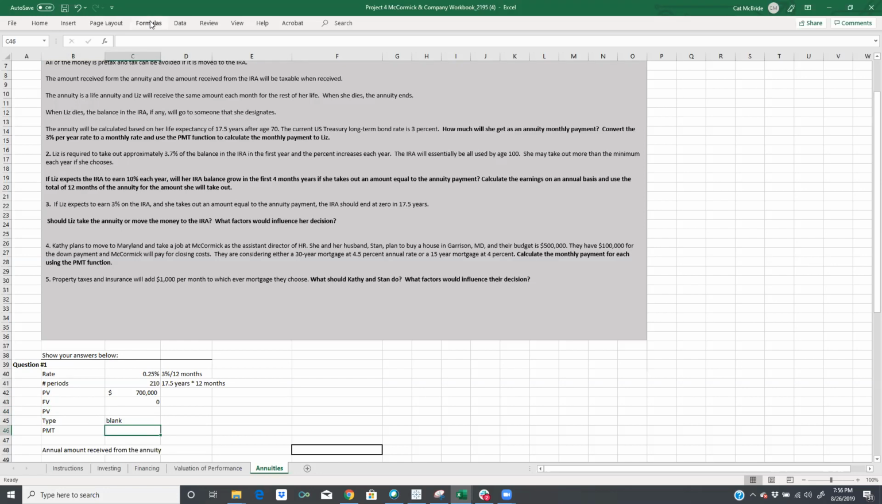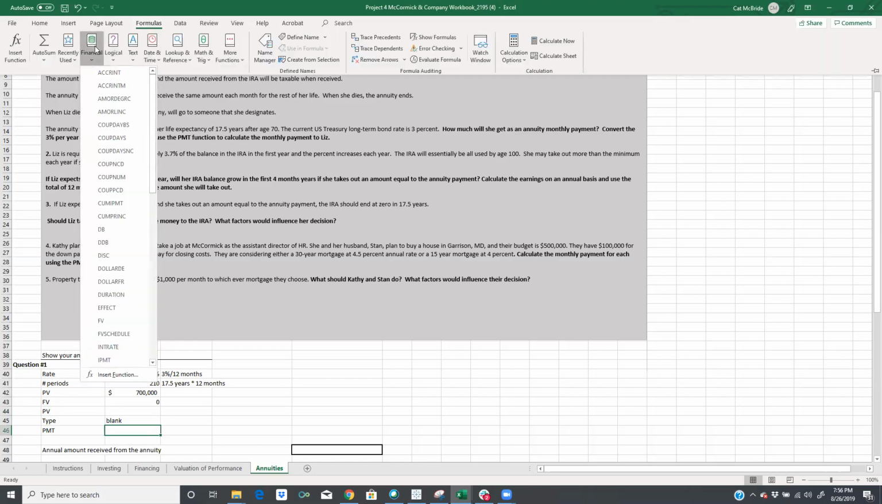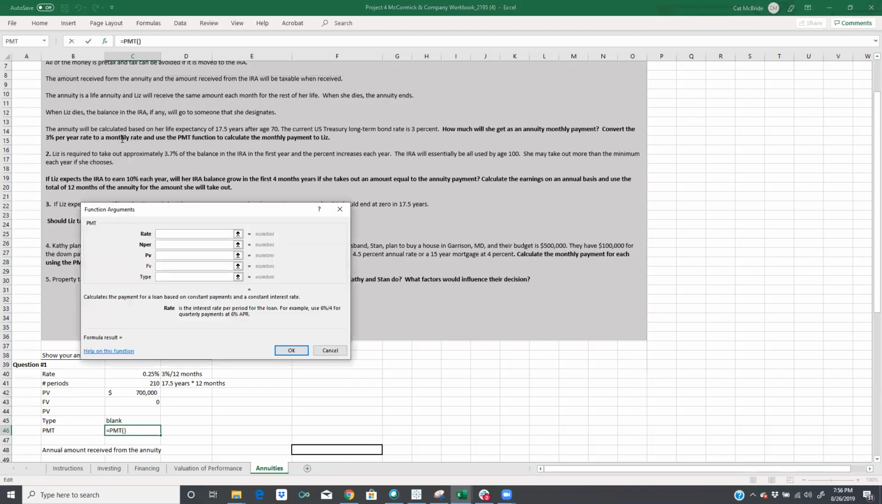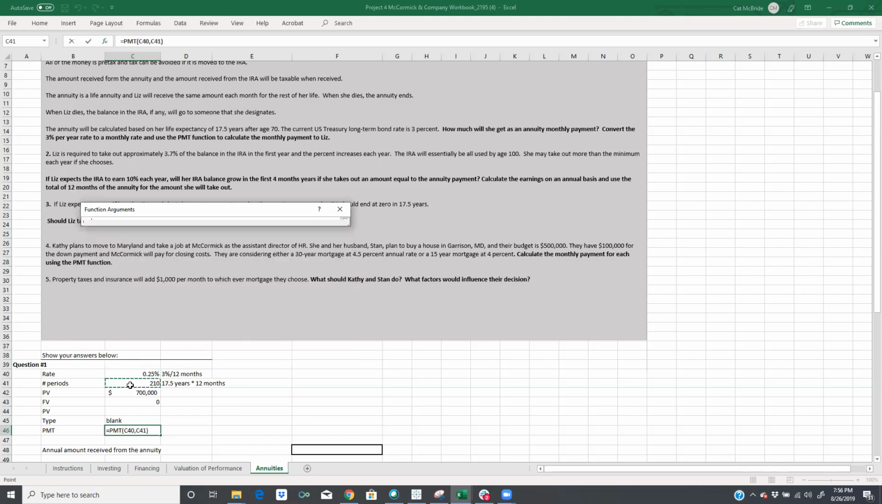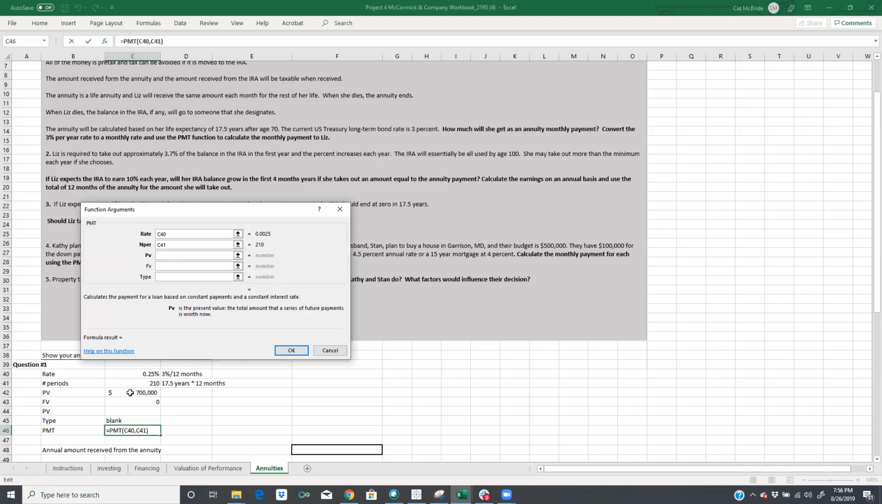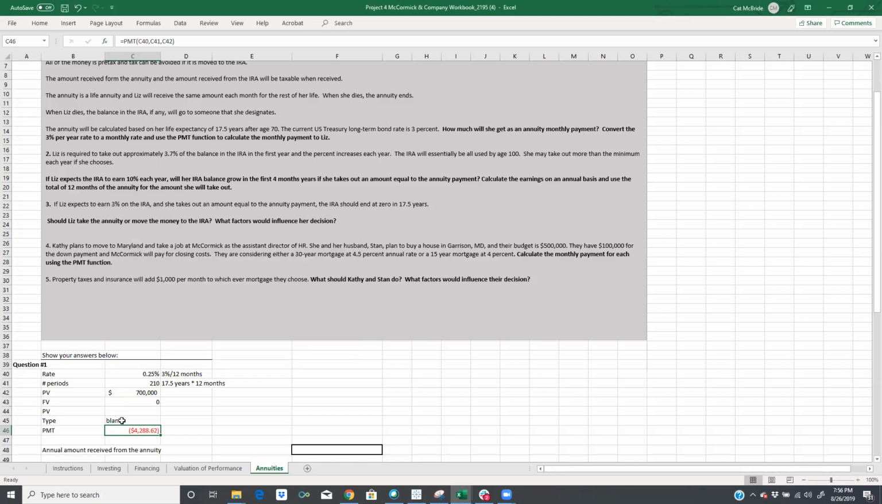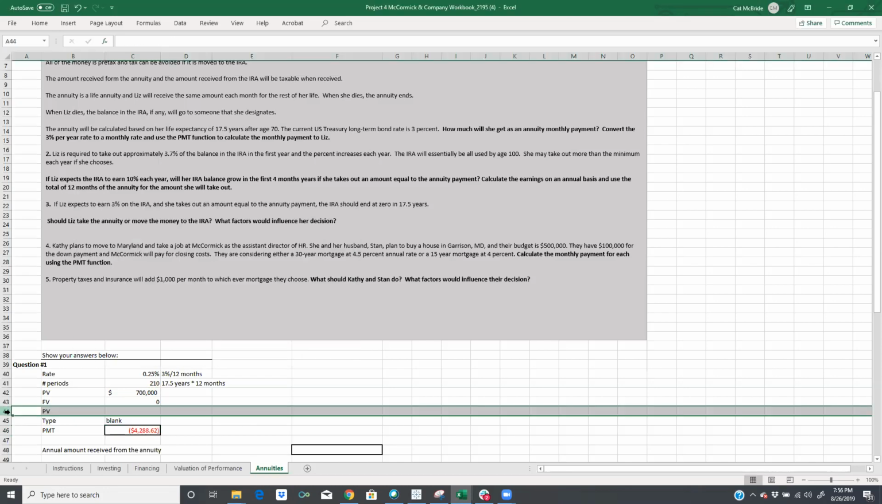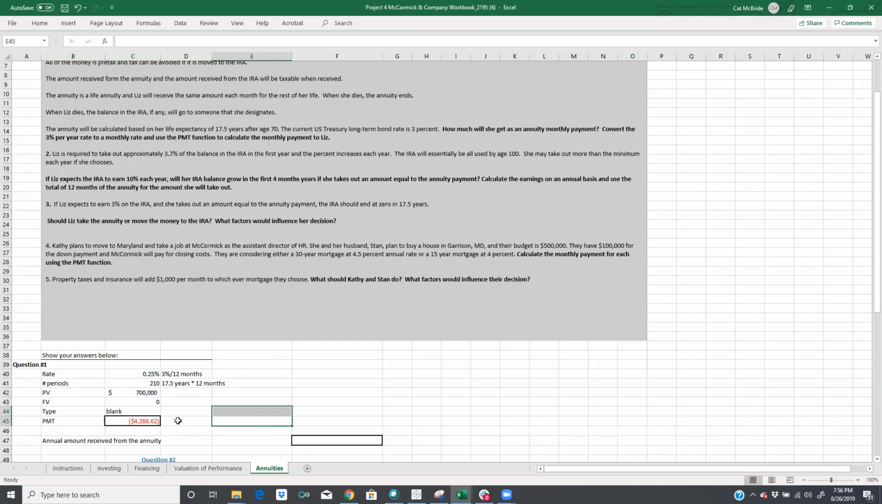So I'm going to go up here and I'm going to say formulas. And I'll go to financial and I'll go down here to payment. And the rate, I'm going to click here. And then the number of periods is 210. The present value is 700,000. I don't need the type. So that's my payment amount. I don't know how I got two lines in here. I'm just going to delete that. So this is my payment amount. This is the payment per month that she's going to receive from her annuity.